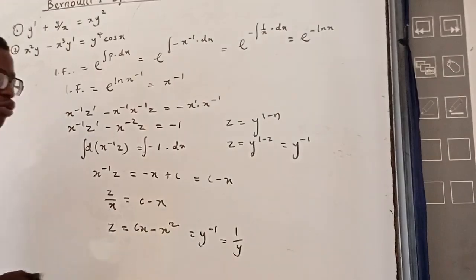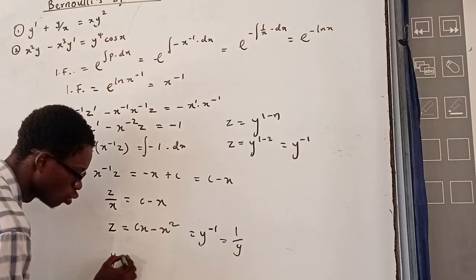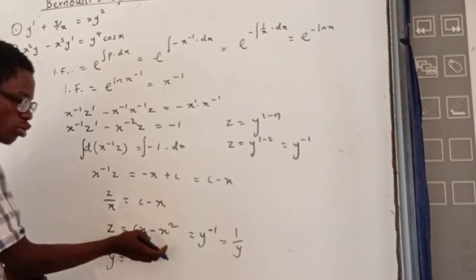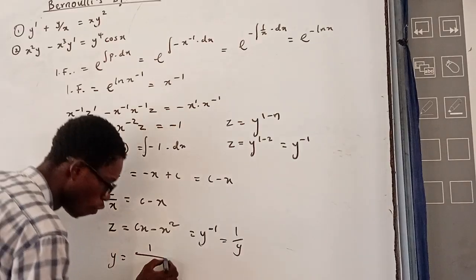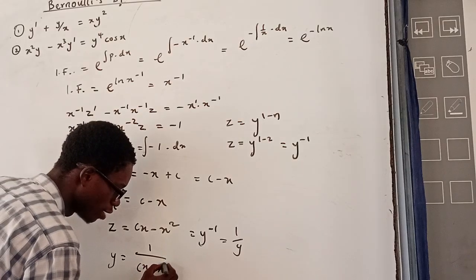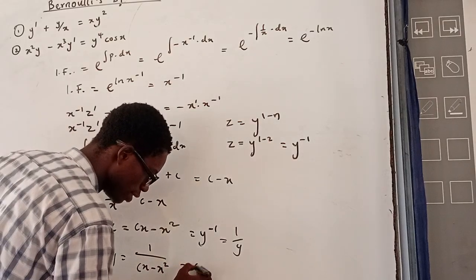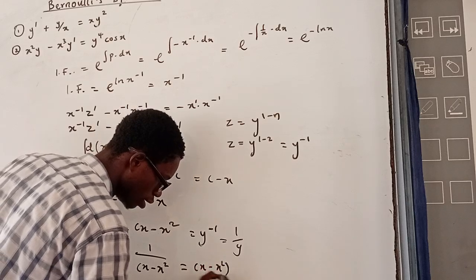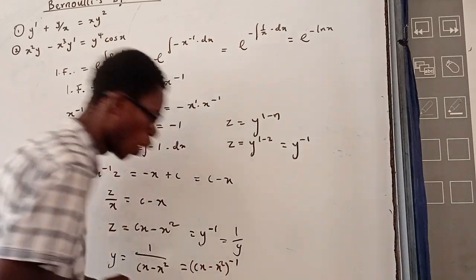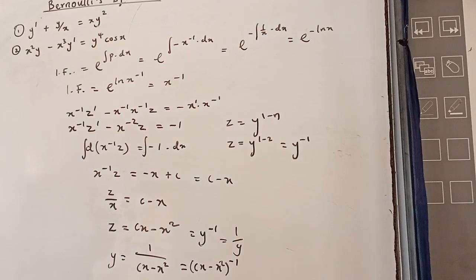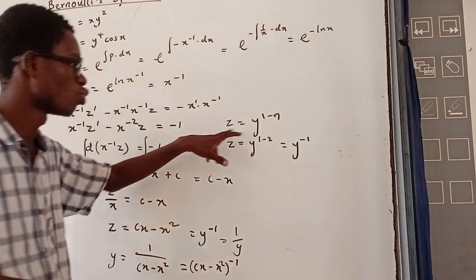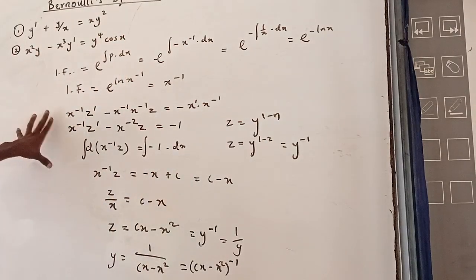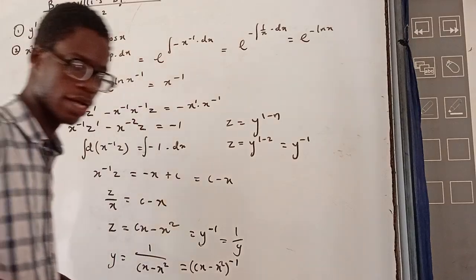So I just transpose both of them and say y equals what? I take it up. So this one I'm going to invert it to 1 over cx minus x squared, which is the same thing as saying cx minus x squared raised to power minus 1. And that's the solution to our first ODE using Bernoulli's substitution of z equals y to the power 1 minus n. So this is the first solution to the first question, the first Bernoulli equation, and that's the answer to it.